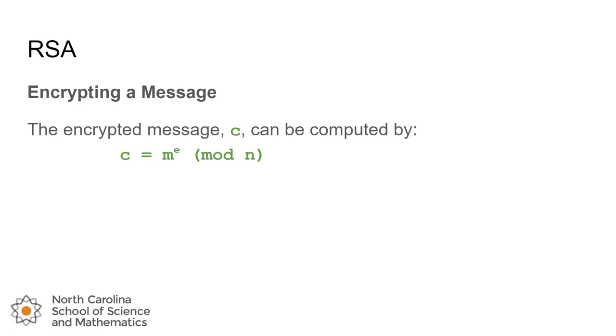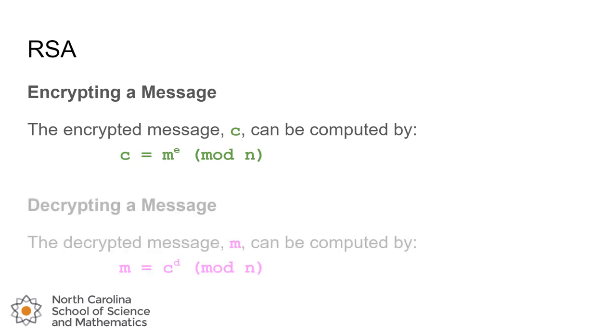So we encrypt a message. We take our message M, convert that to a number, and we raise it to the power of E and then mod by N. That's going to generate our ciphertext message as a number, and we'll call that number C. And then to decrypt a message, you take your ciphertext message C, you raise it to the power of D and mod by N, and that'll get you back to your plain text message M.